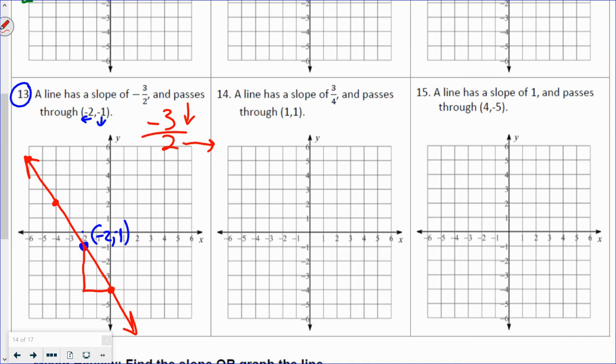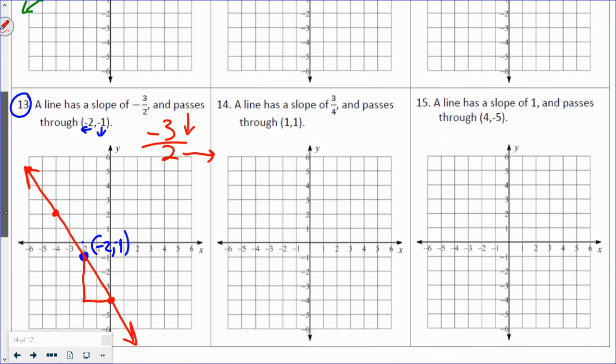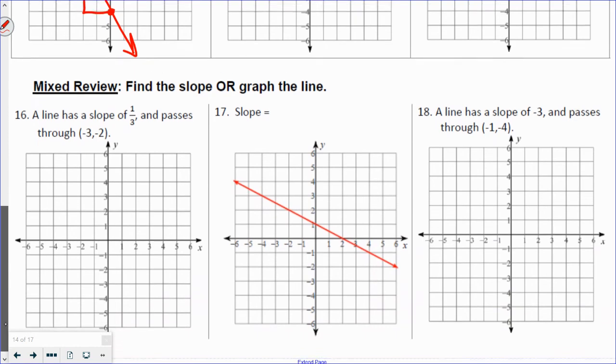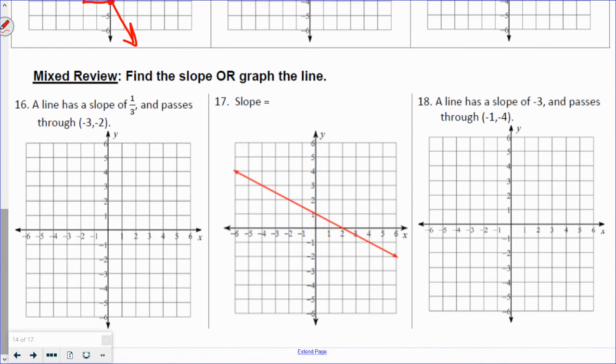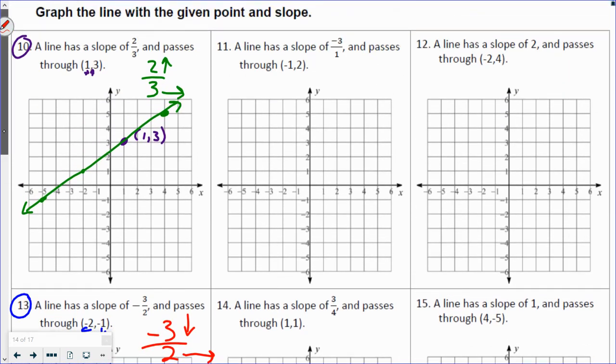Okay? All right, so then you have 4 left in this section, and then the mixed review you have through the others. All right? So make sure you take your time, use your notes, and practice them as much as you can to get all of these done correctly.